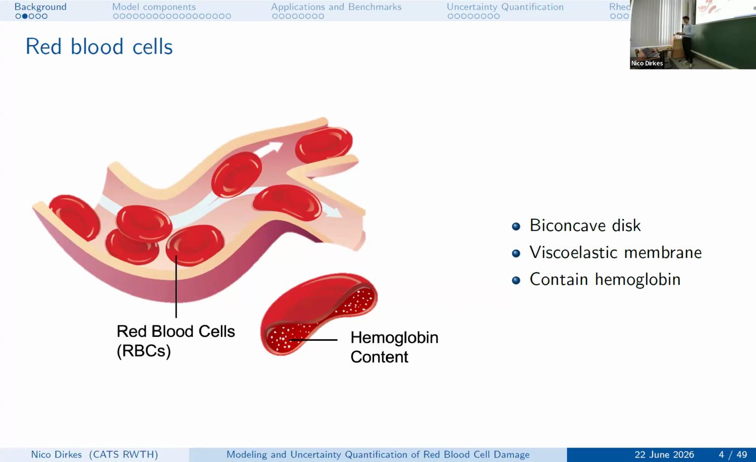So it's an issue once this hemoglobin is released from the cell into the bloodstream, because then on the one hand, the cells cannot transport the oxygen as well anymore. So this impacts their function as red blood cells. And on the other hand, this hemoglobin in the blood is also toxic to various organs, so to the kidneys, for example. So you don't want this hemoglobin in the free blood. And this is what happens during red blood cell damage.